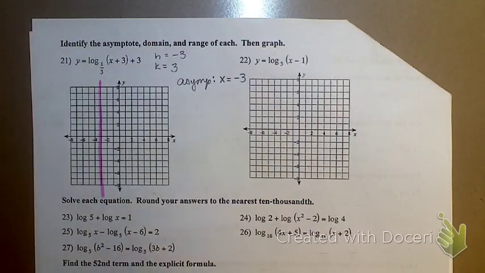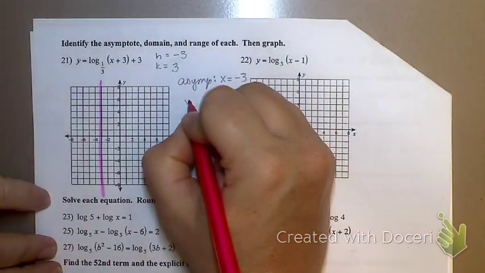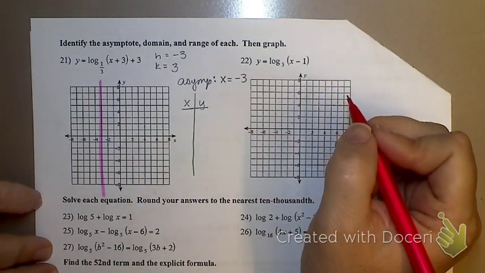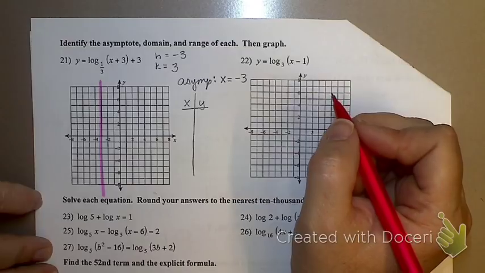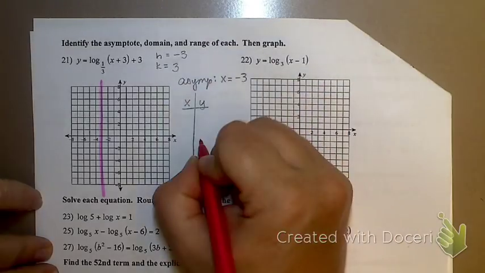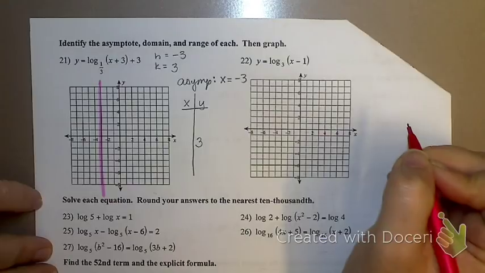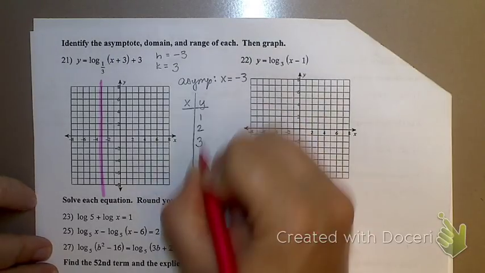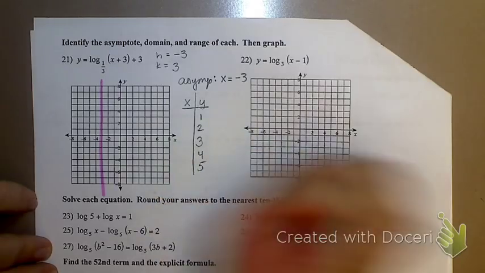Okay? My xy chart, k goes in the middle of my xy chart. However, with logarithms, everything's backwards of what we think. So that k value actually goes in the middle of the y side. And what do I do from there? Count up and count down.